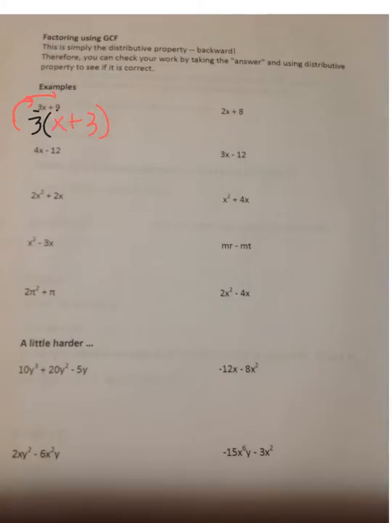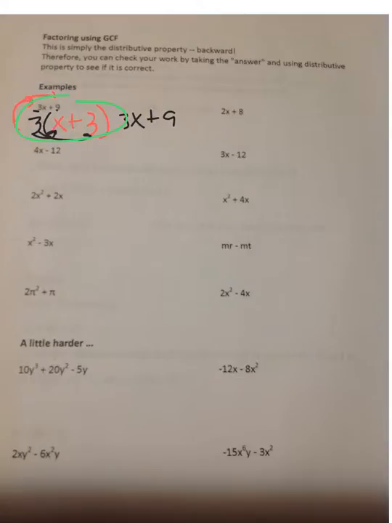You can always check it by saying 3 times x is 3x. 3 times 3 is 9. So this is what we're shooting for: 3 parentheses x plus 3.